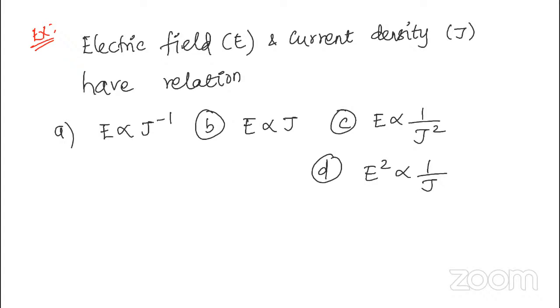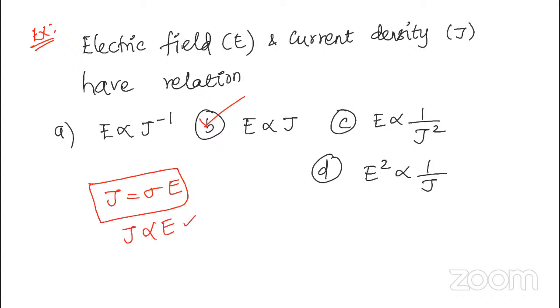Yes, it is option B. We just saw this expression and how to solve it. Here we use the formula J = σE, so J is proportional to E. From that we choose option B.